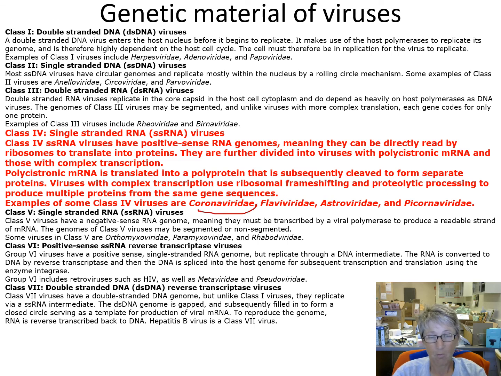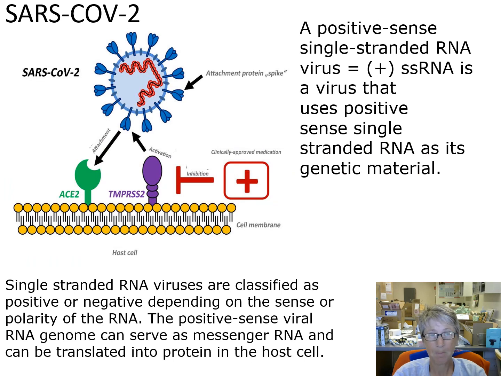And here's Coronaviridae. So that's the type of virus that the coronavirus is. It's a class 4 single-stranded RNA virus. It's a positive RNA virus. And I did a quick search on coronavirus, and I believe that it is a polycistronic messenger RNA virus. We won't go into the details of that, but if you're interested, you can read further. So here's our cartoon of coronavirus.